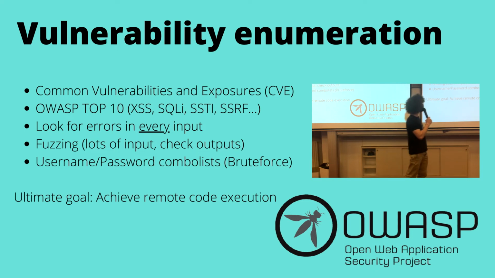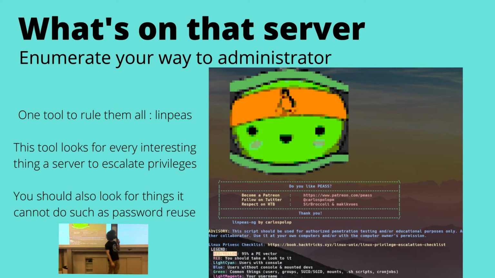So our ultimate goal is to achieve remote code execution, but this cannot be done without enumeration. So once you're on the server and you've got remote code execution, for example, if you want to be root or administrator, there is one tool that is really famous. It's called LinPEAS. This tool checks everything on the server, files, backup files, cron tabs, etc. And it will tell you, hey, for example, this might be vulnerable.